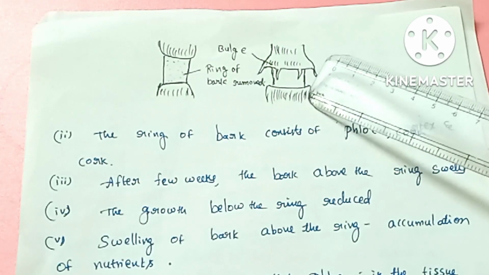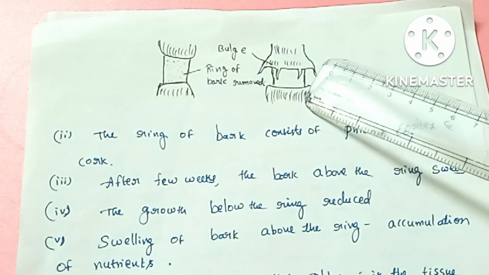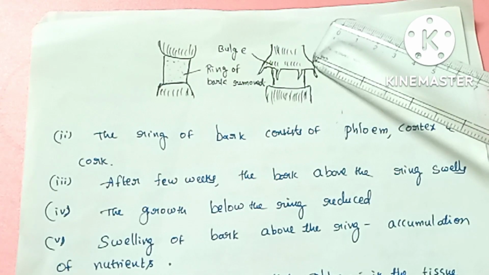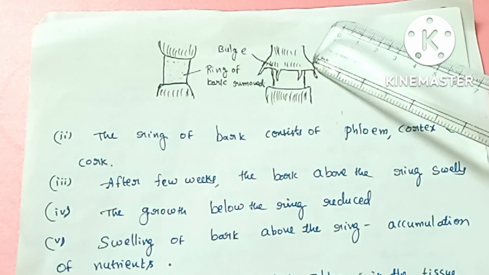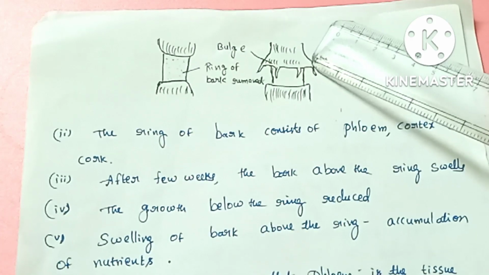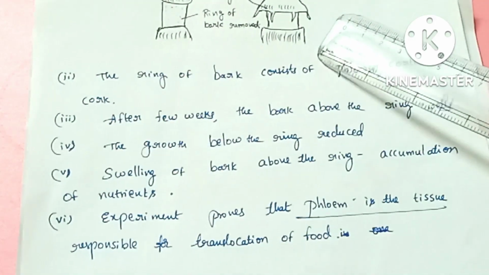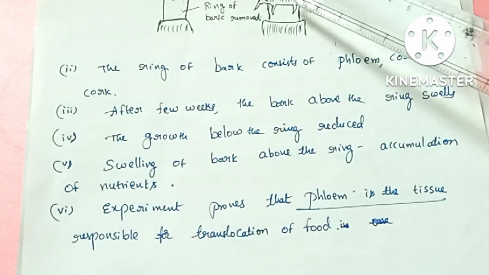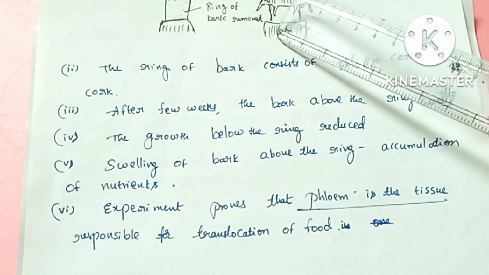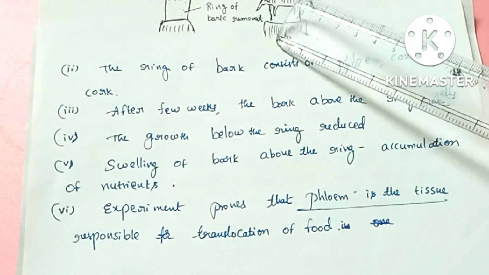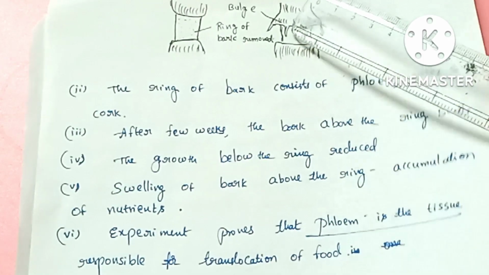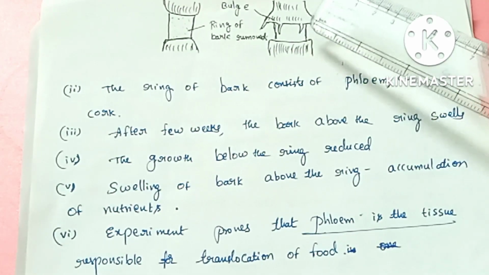Here the growth of the plant was reducing, and the swelling of the bark above the ring was because of the excess accumulation of the nutrients. And this experiment finally proves what? The phloem is necessary for the translocation of the food material, and the phloem is the tissue which is responsible for translocation of the food.